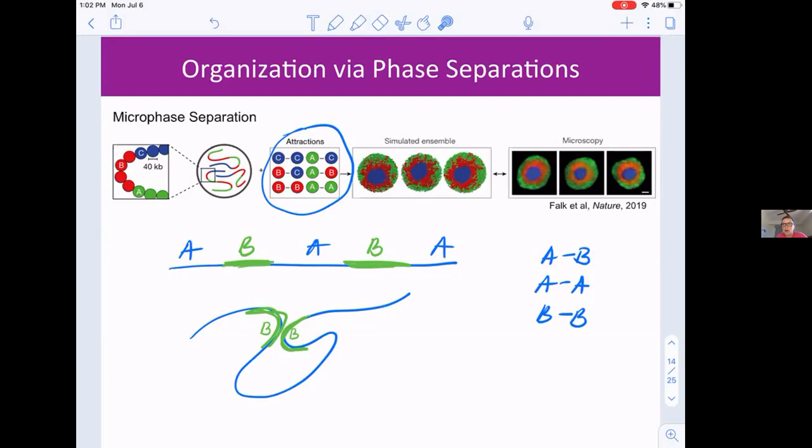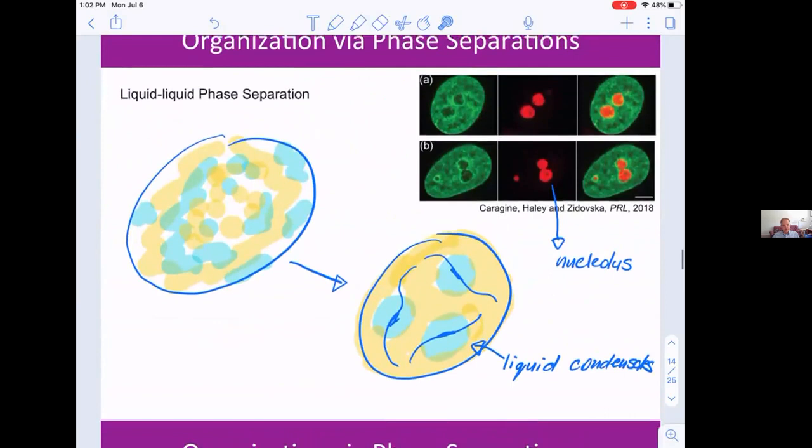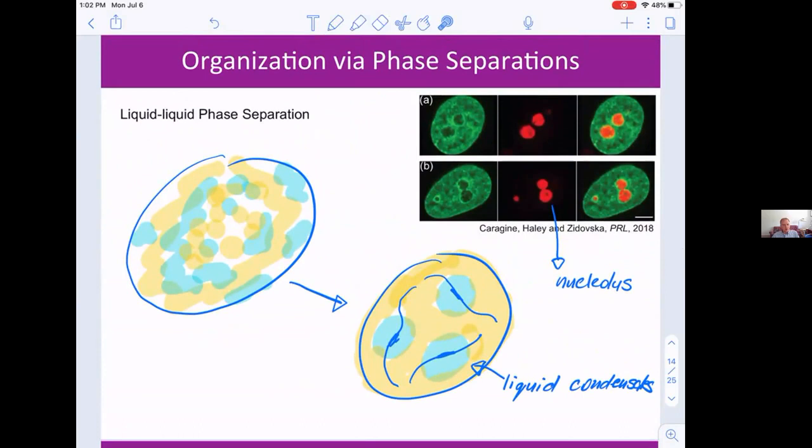Let me ask a different question. When you talked, one slide back, about liquid-liquid phase separation, can you give us a sense of the time scale? That implies some march of time, I presume.